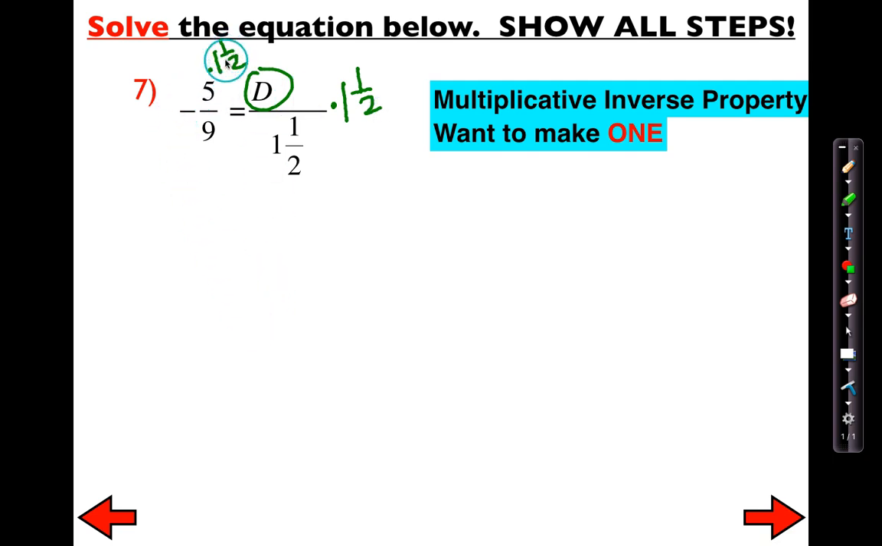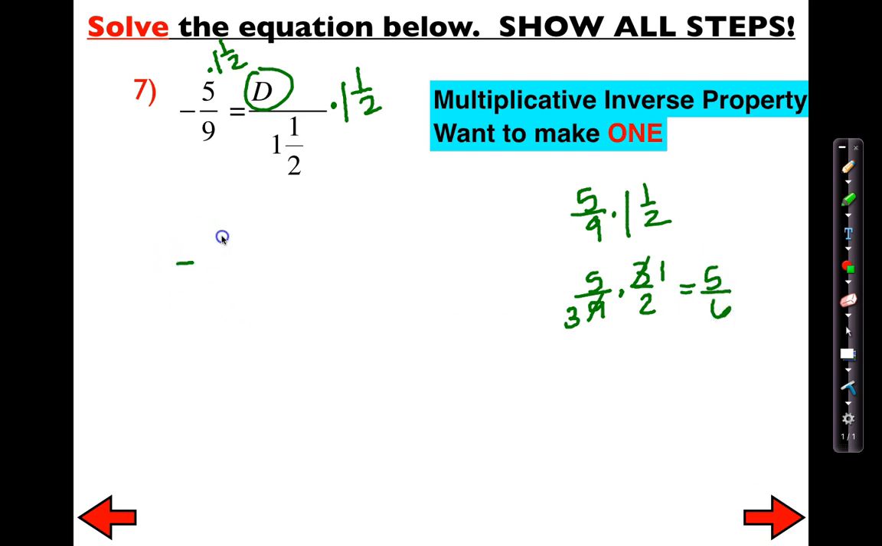Here, a negative times a positive is a negative. I'm going to go ahead and do 5/9 times 1 and 1/2, which is the same as 5/9 times 3/2. I can cross reduce by 3 here, and I can't cross reduce here, so my answer is 5/6. In fact, it's a negative 5/6 equals. Notice 1 and 1/2 and 1 and 1/2, you can kind of imagine them cross-canceling one another, leaving just d over 1, which is d.